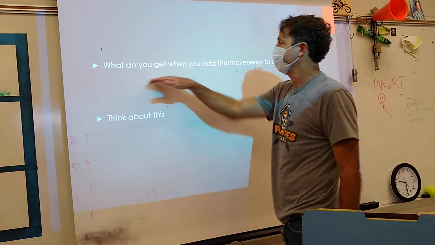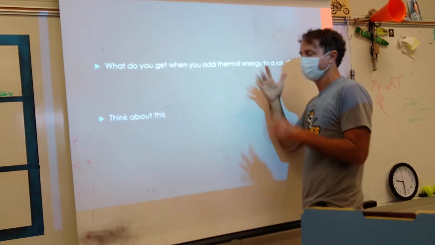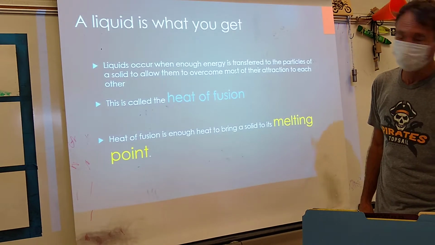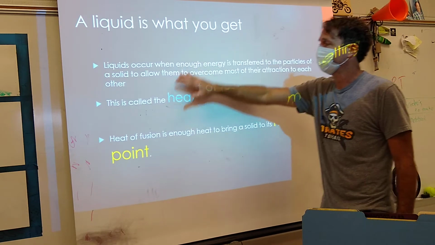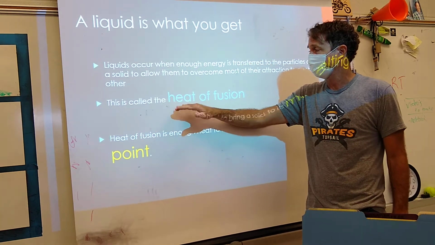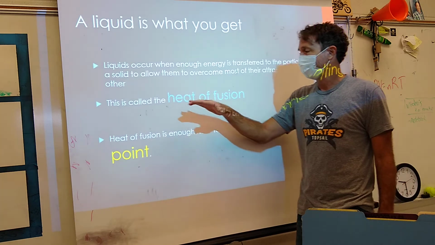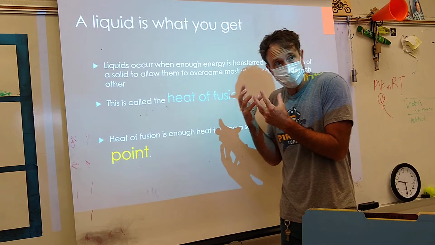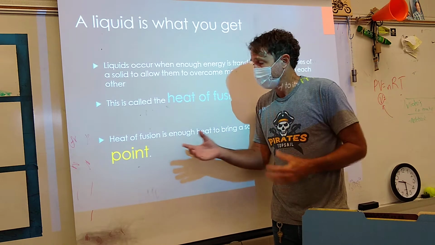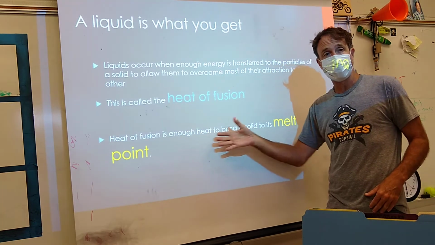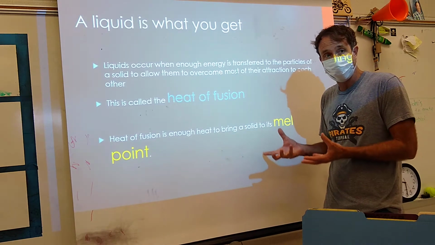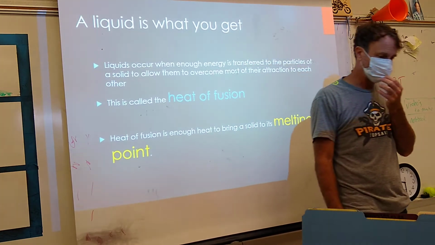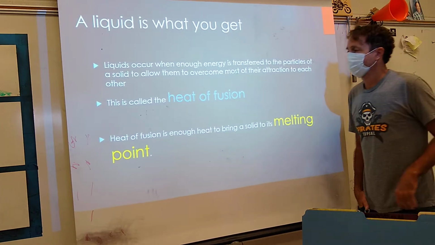We have to break these chemical bonds if it's going to be a liquid, all right? Now, if you add some thermal energy or heat to a solid, you're going to get a liquid. And the amount of heat that you need to apply is called the heat of fusion or the heat of melting, okay? And depending on how much of a solid you have, the heat of fusion is the amount of energy it takes to bring that solid up to what's called its melting point.